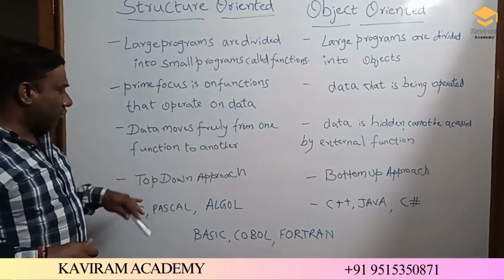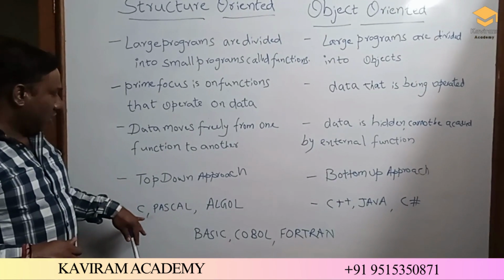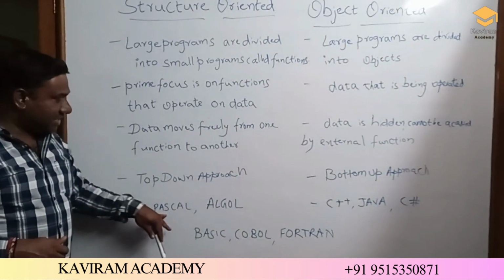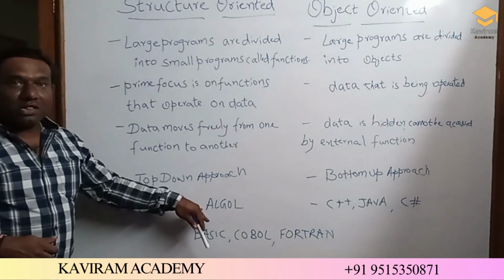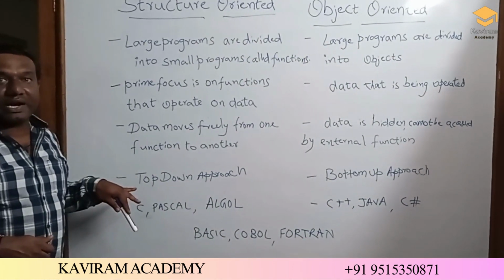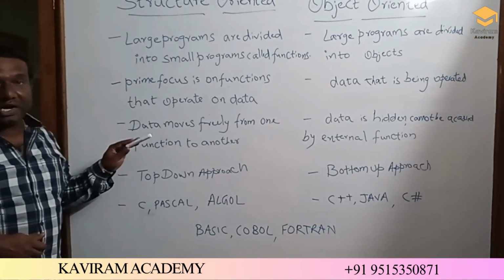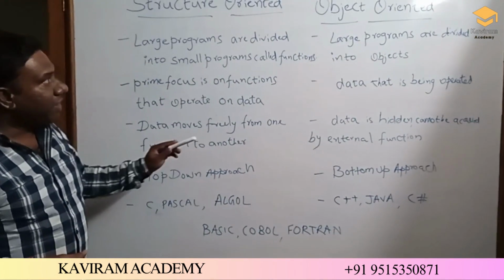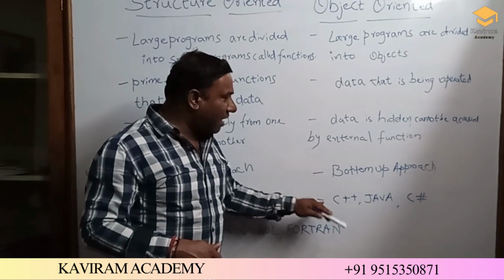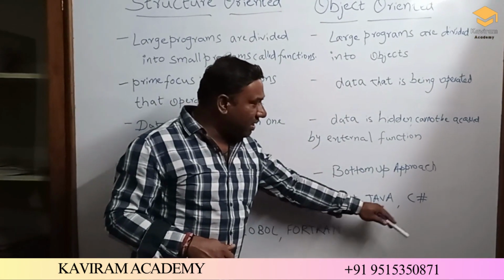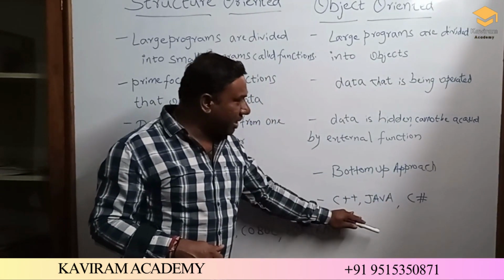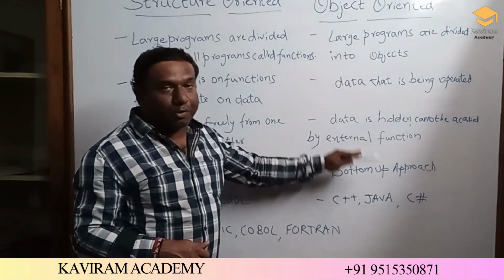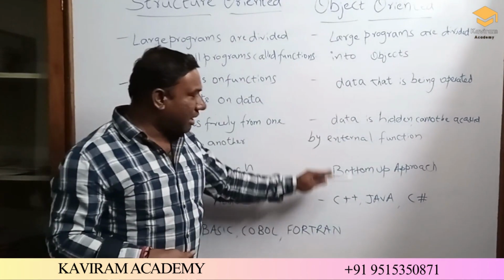Here in structure oriented programming languages, we are having C, Pascal, Algol, all these follow a structure oriented language. C is a structure oriented language, so execution starts from top to bottom. Whereas in your object oriented, we are having C++, Java, C Sharp, and in all these programming languages, the bottom up approach has been accepted.